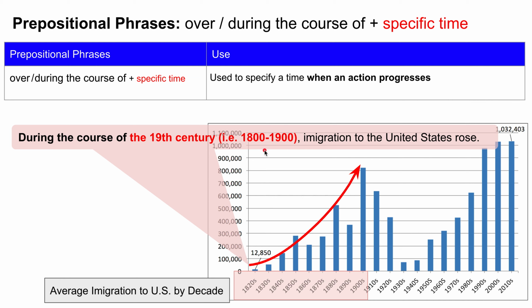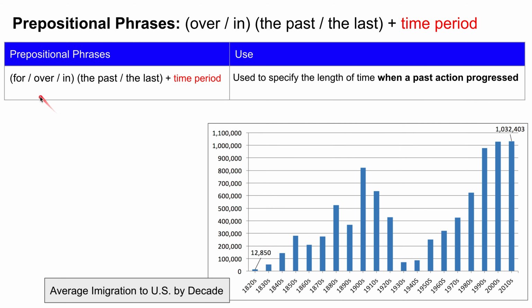Okay, moving on now. Then we have for, over, in the past, and the last. These are used to specify the length of time when a past action occurred. So we're looking again at the last 2 decades, and you can use for the past, or over the past, or in the past, or you can say for the last, or over the last, or in the last, and then you add a time period.